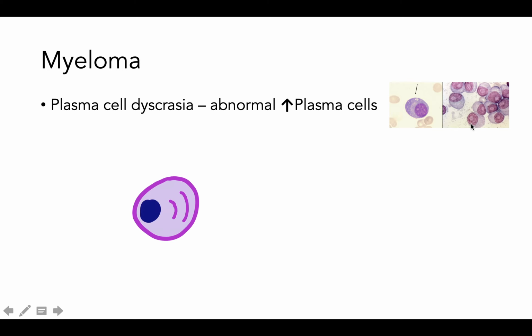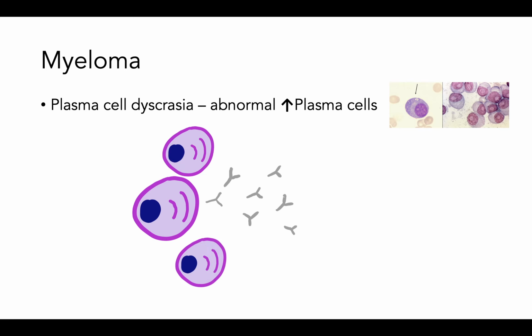So plasma cells differentiate from B cells during infection, and they're the ones that are responsible for making and secreting large quantities of antibody to fight infection. So if this plasma cell were to become cancerous, it would proliferate and give rise to many copies of itself.